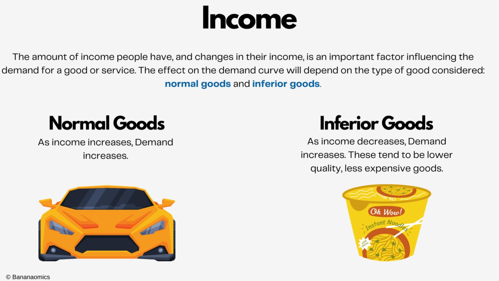Normal goods are goods that people demand more of as their income increases. These are typical goods that most people want more of or enjoy, such as sports cars, new clothes, or nice food at a restaurant.